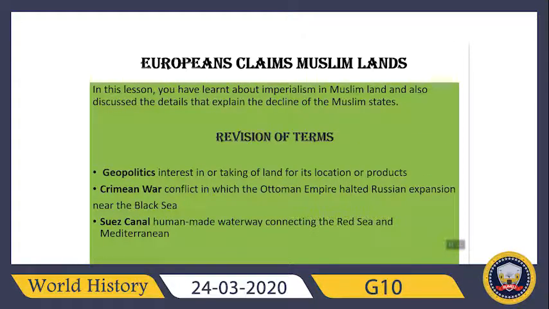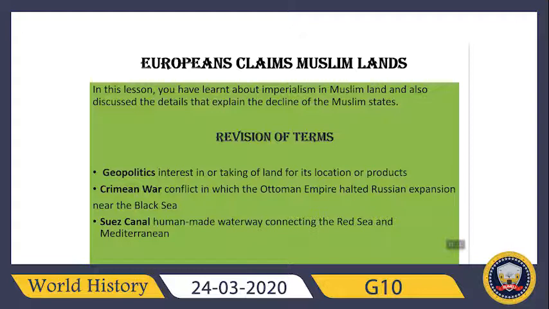Now we have Europeans claim Muslim lands. You will find each and everything in detail in your books, and we are just picking up a few things to revise, but the rest you will do at home. So, European claims on Muslim lands. In this lesson you have learnt about imperialism in Muslim lands, and also discussed the details that explain the decline of Muslim states. So here is the term geopolitics. What is geopolitics? It is an interest in taking a land for its location or products. Just because its location is good, you are interested in taking that land. This is called geopolitics.